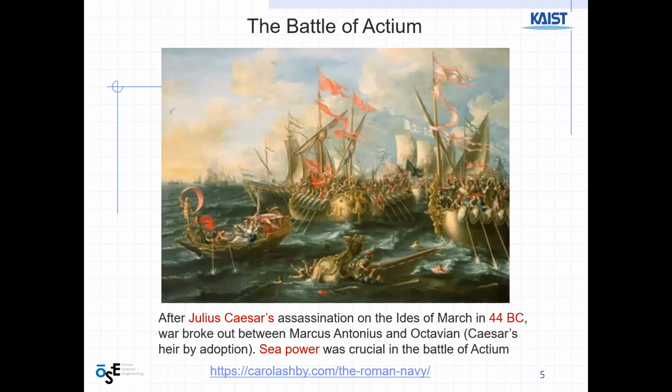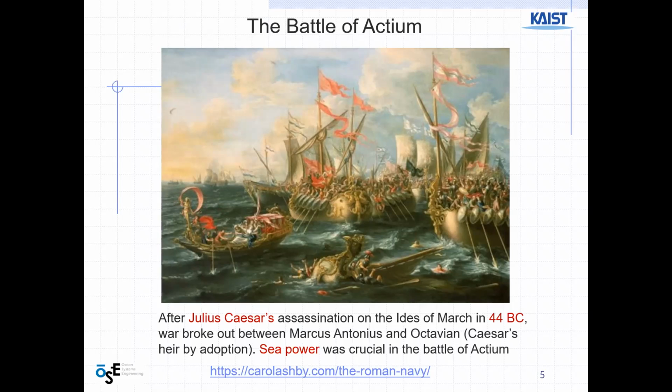So here is Actium. Actium was in BC 44. It is about Caesar, Julius Caesar. It's just after Julius Caesar's assassination. It was a big problem at the time.